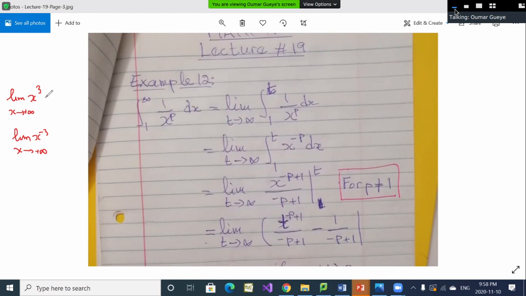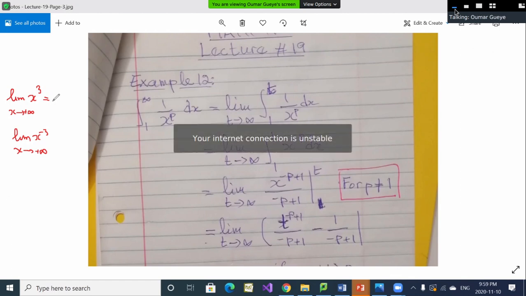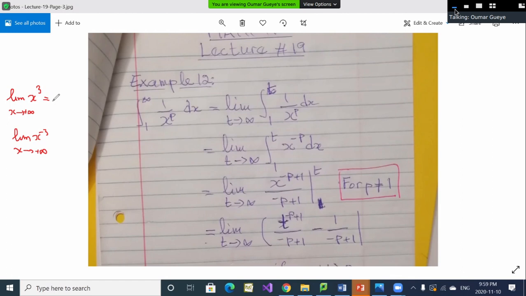For the first case, what is the limit in this case? What is the limit of x cubed when x is going to positive infinity? Indeterminate form? No. If you have 100,000 billions to the power 3, it's going to be 100,000 billions times 100,000 billions times 100,000 billions. It's going to be a big number. So it means it's going to positive infinity.